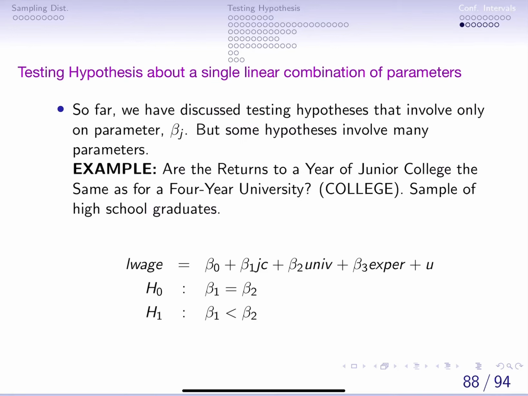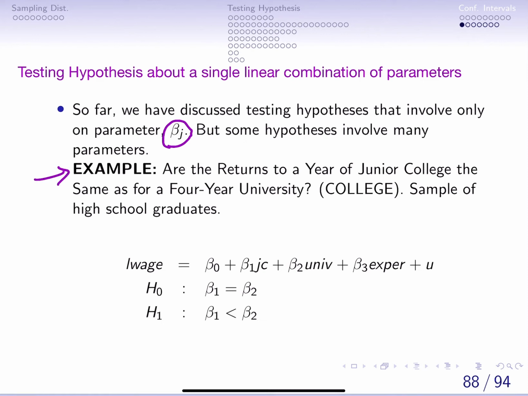In this video, we'll talk about testing hypotheses about a single linear combination of parameters. And this is best explained with the help of an example. Sometimes we might encounter situations where we are testing hypotheses about two or more beta j's at a time. So let's take this example and think about this.